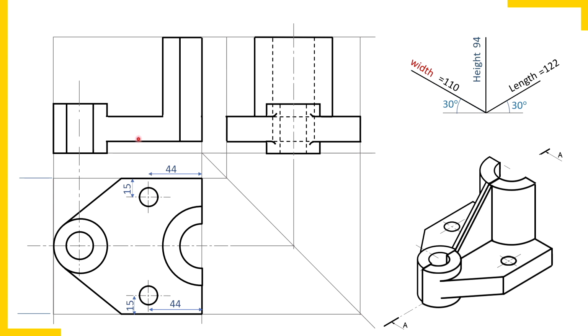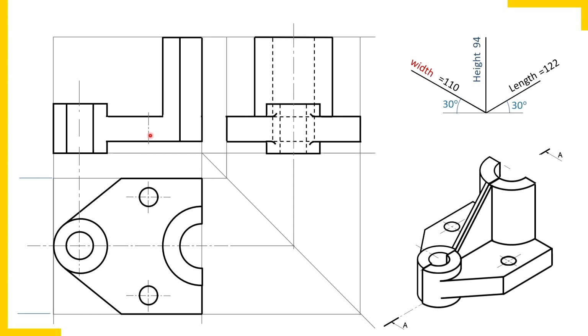So the cutting line is not cutting these two holes, so we simply must not draw those two holes here. We are not going to draw these two holes in the front view. But draw the axis of the holes to suggest the presence of these two holes. So this is how these two holes appear in the front view.